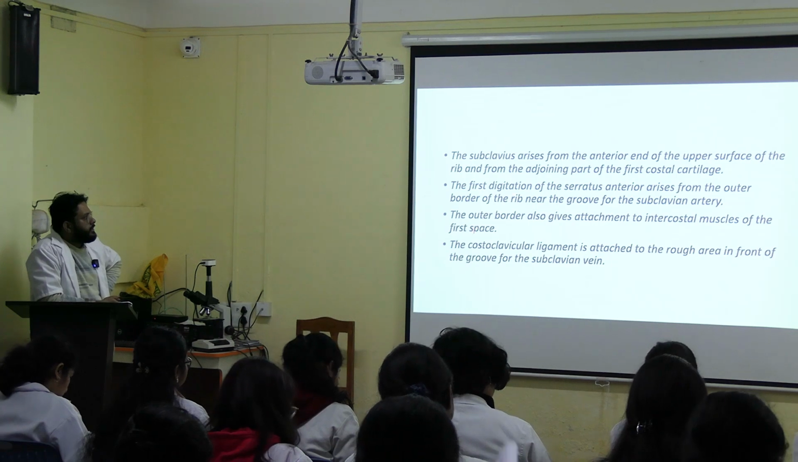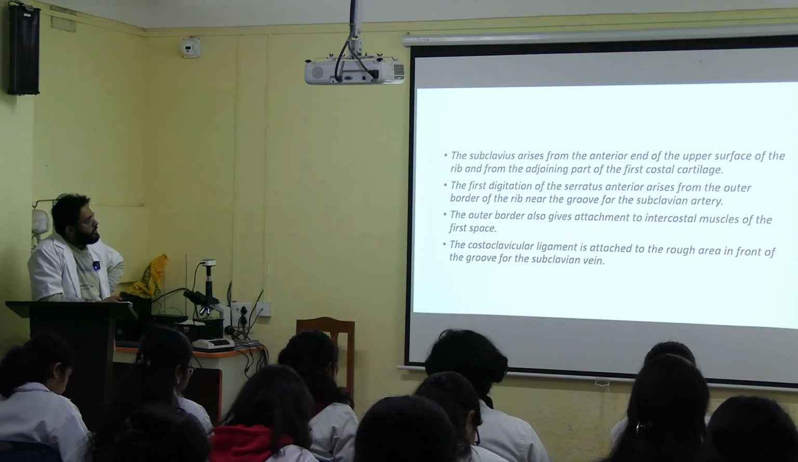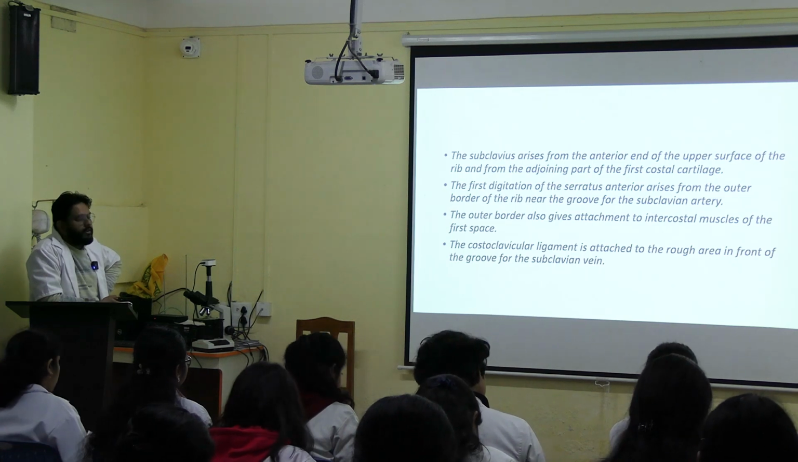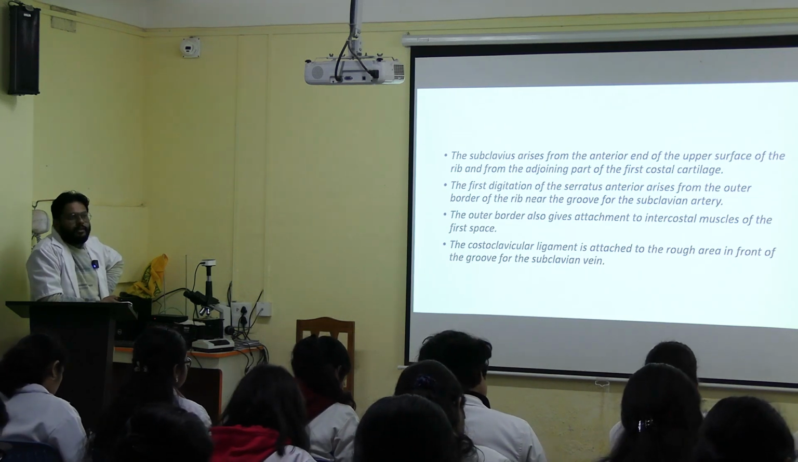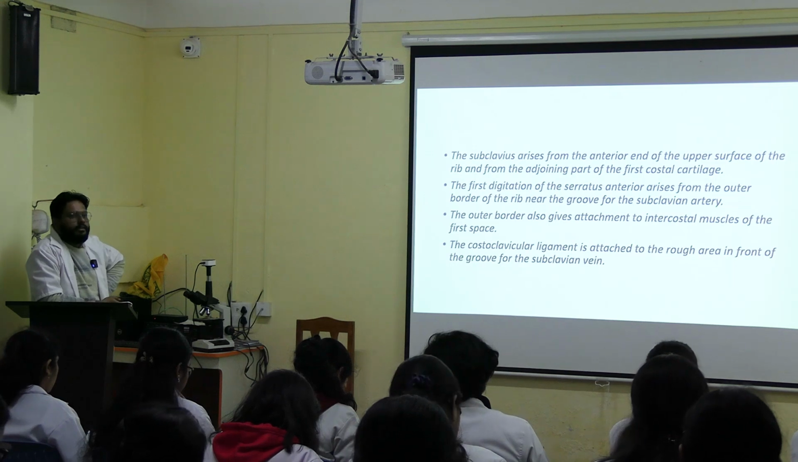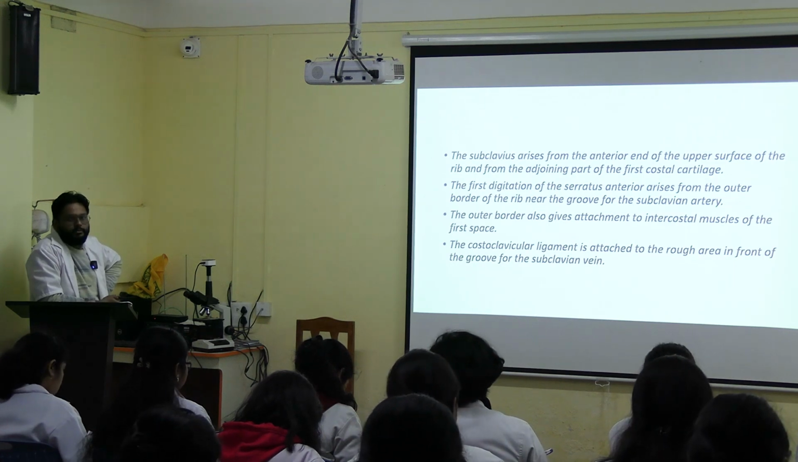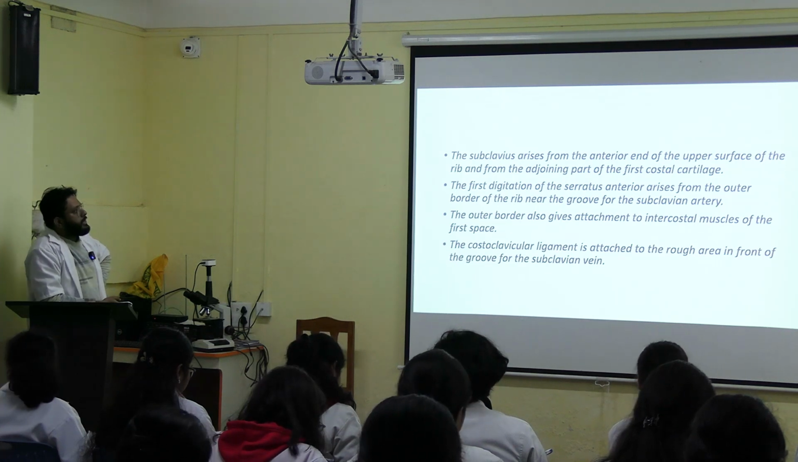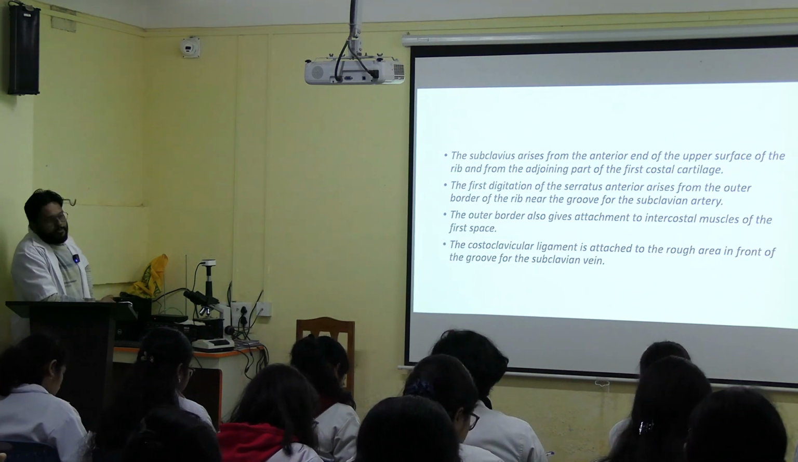Write. The outer border of this rib also gives attachment to the intercostal muscle of the first space. If you read the origin and insertion of the intercostal muscle, it will be written there. We have taught this during dissection. The outer border also gives attachment to the intercostal muscle of the first space.